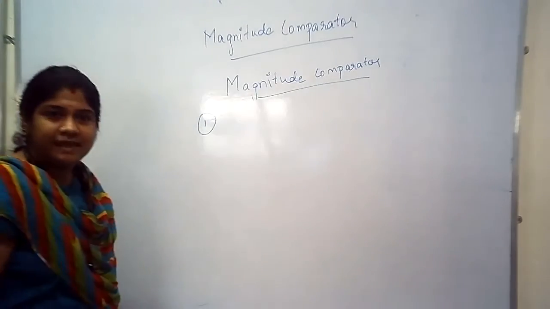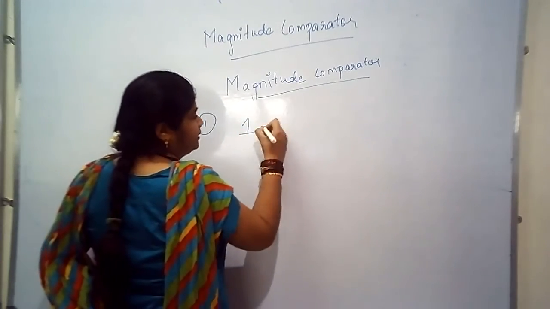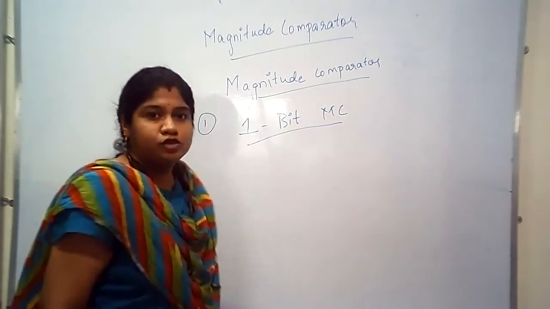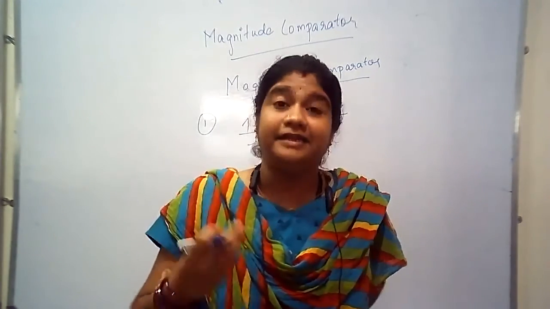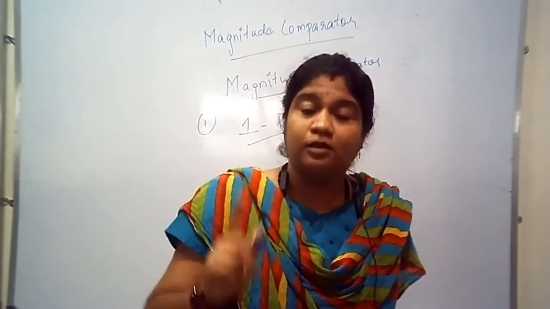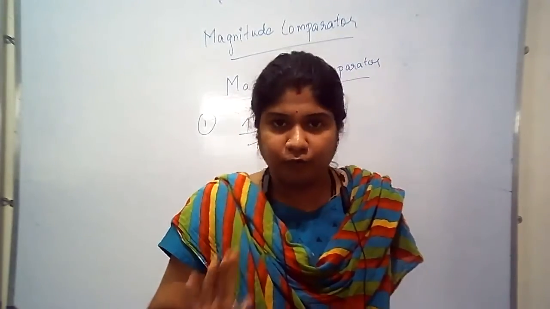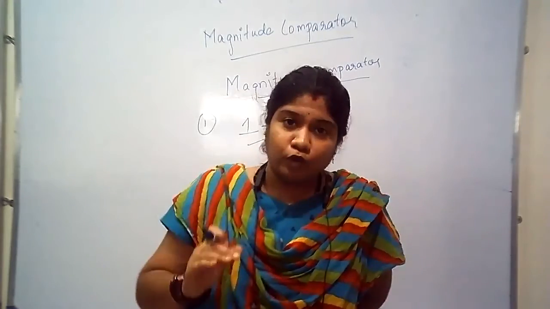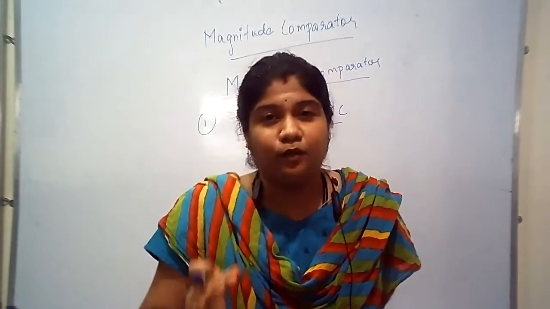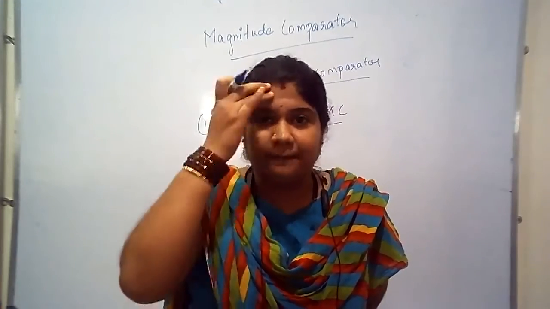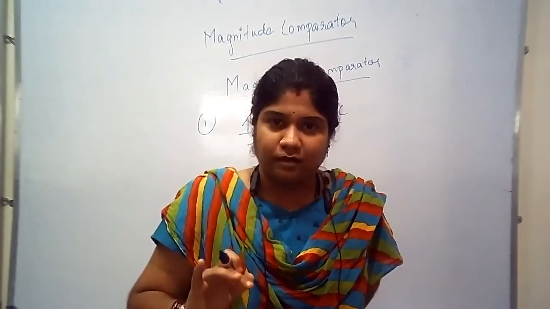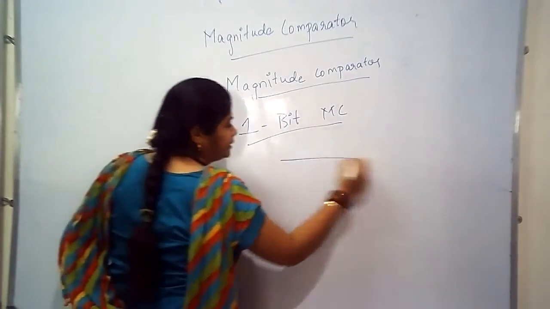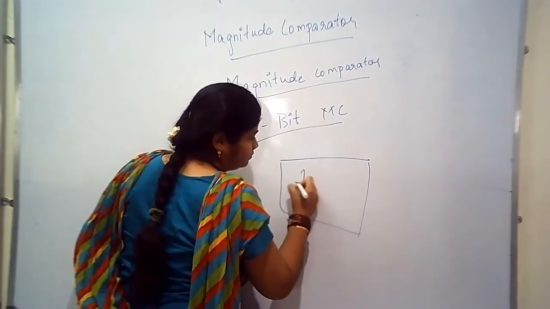The first type is the 1-bit magnitude comparator. It is the type of comparator which uses only 1 bit of A and 1 bit of B. Of course, the outputs will be the same: we need to compare whether A is greater than B, whether A is less than B, or whether A is equal to B. I'll show you the block diagram of the 1-bit magnitude comparator.